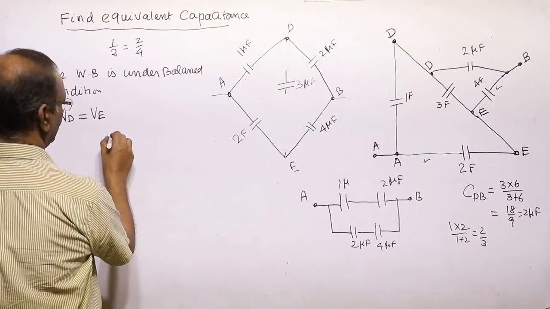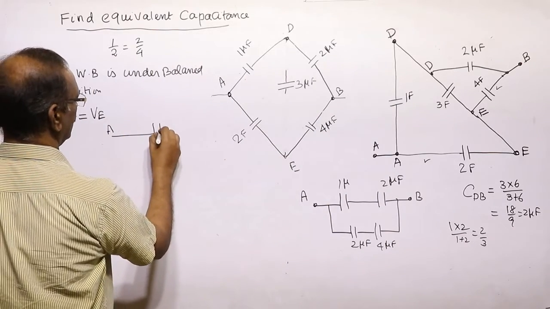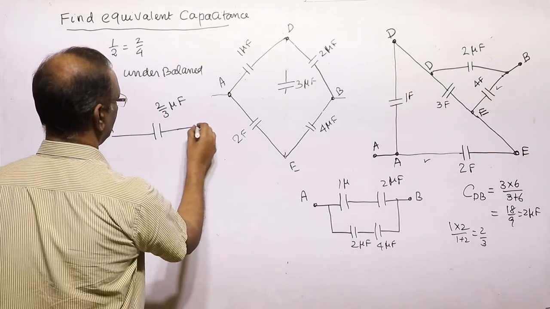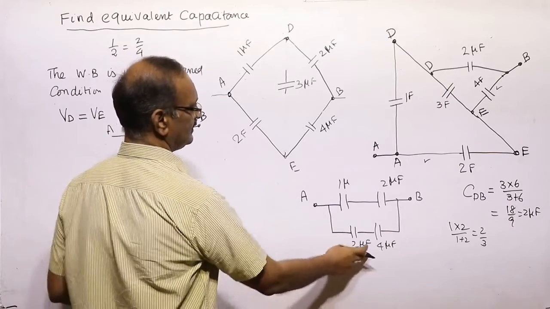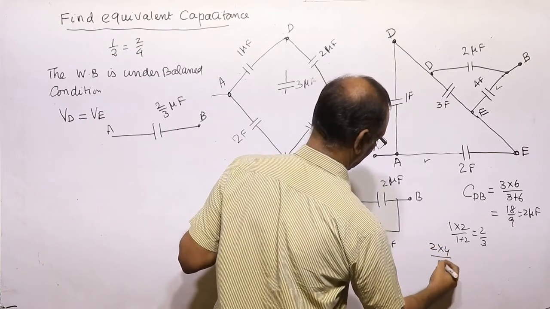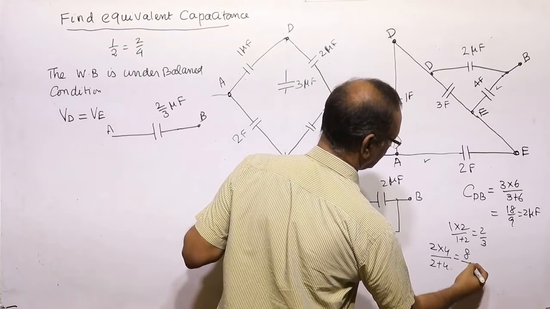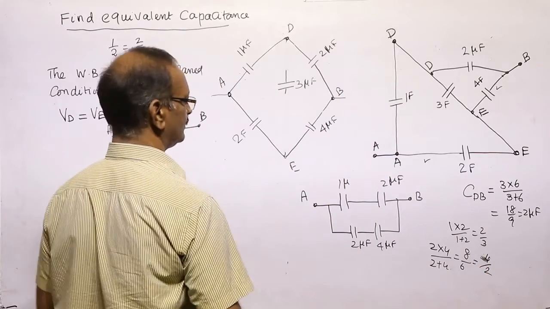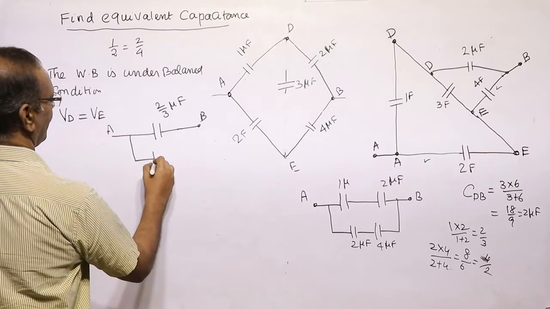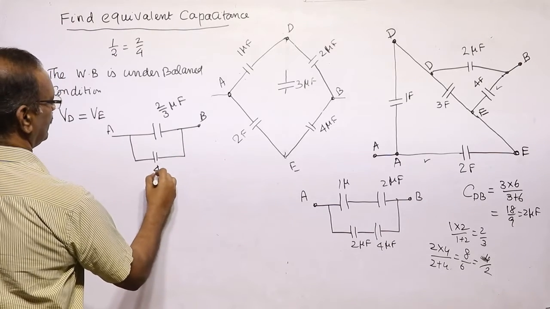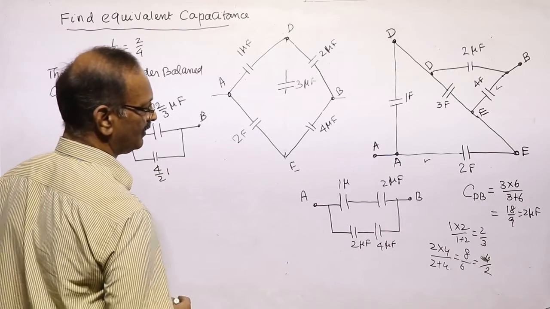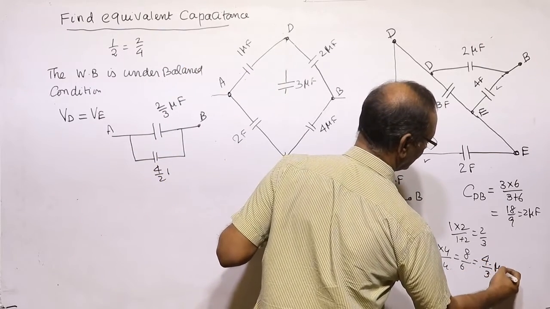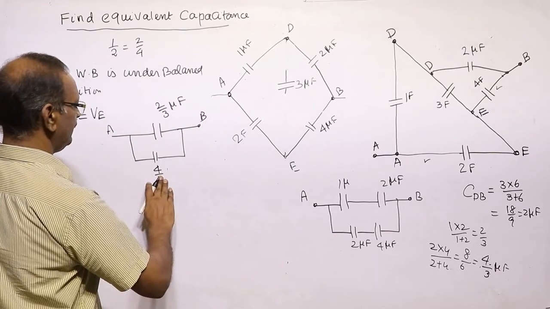It means this circuit, between A there is 2 by 3 microfarad, and this is B. And from here, this is 2 into 4 divided by 2 plus 4, equal to 8 by 6, which is 4 by 3 microfarad. So this is equal to 4 by 3 microfarad.